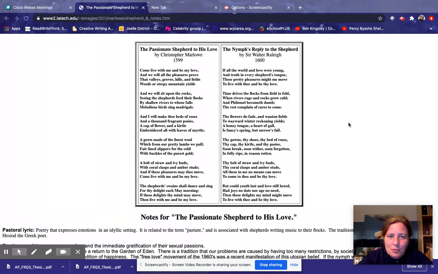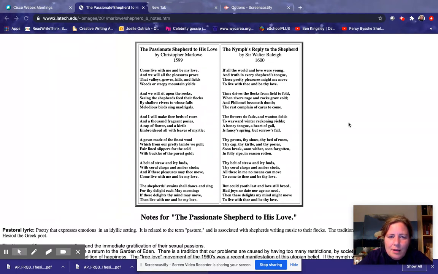So I'll read his poem. I'll go through his poem, and then we'll talk about Raleigh's response to him and who Raleigh was a little bit. Okay. So Christopher Marlowe's poem is A Passionate Shepherd to His Love.